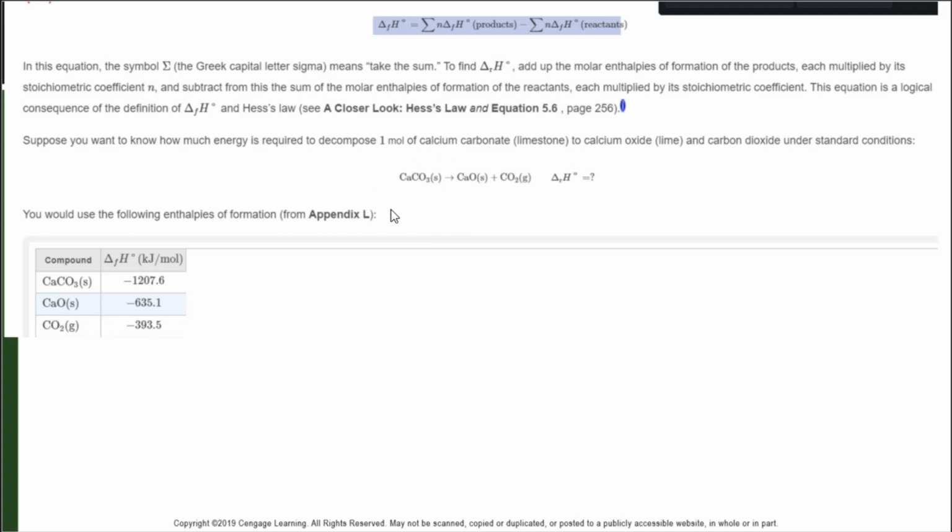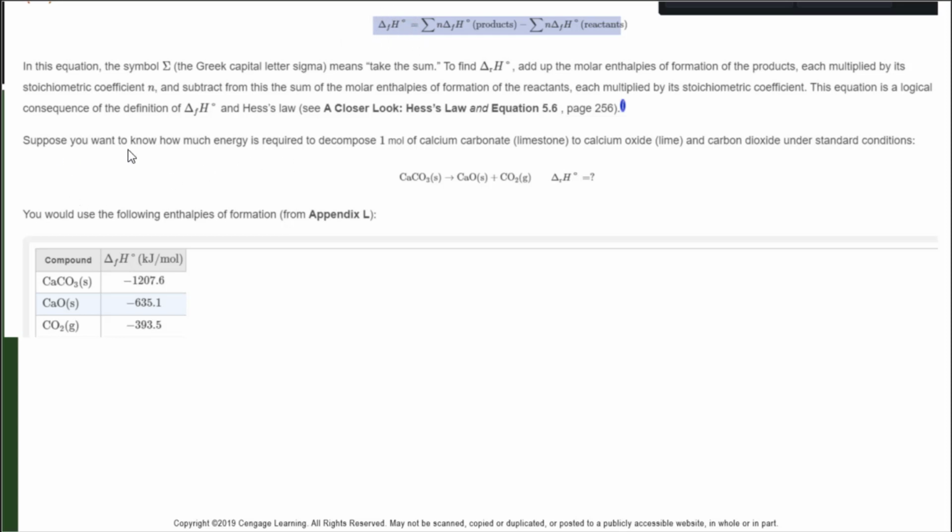Where are my equations 1, 2, and 3 where I can then rearrange them, flip them, divide things by 2, multiply by 2 so that I can calculate my overall delta H? Well, in this case, we're not given those. So how can we find them? Well, we can use the enthalpies of formation from the appendix to then use this method to find our delta H.